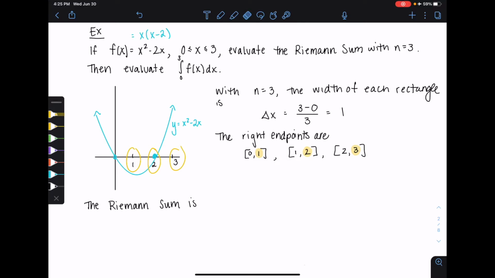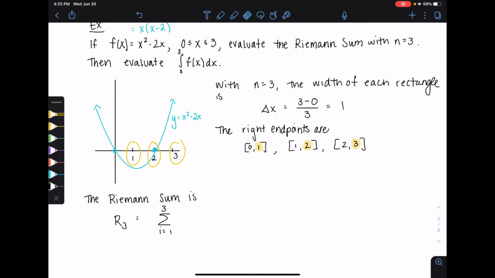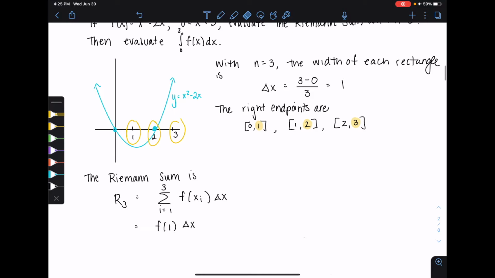So the Riemann sum is R3 for the right endpoints. We'll sum up from i equals 1 to 3, plug those right endpoints into the function, and times it by the width of those rectangles. So I plug in my first right endpoint, which is 1, to get the height of my rectangle, times it by that width, delta x. On the second subinterval, I plug in 2, times it by delta x. And on the third subinterval, my right endpoint is 3, I times it by delta x.